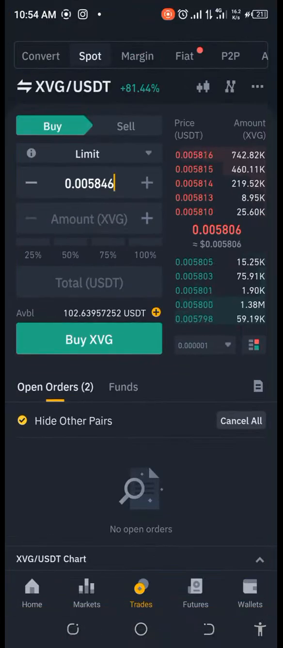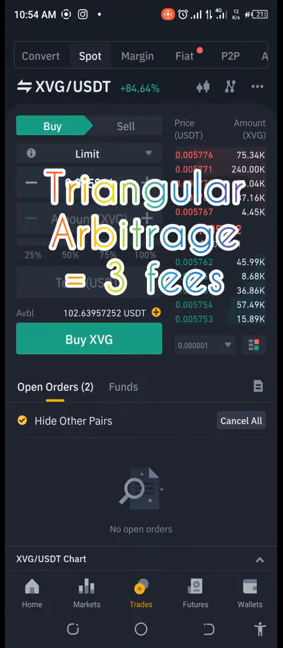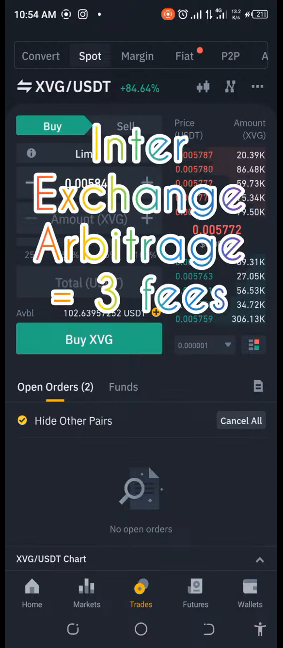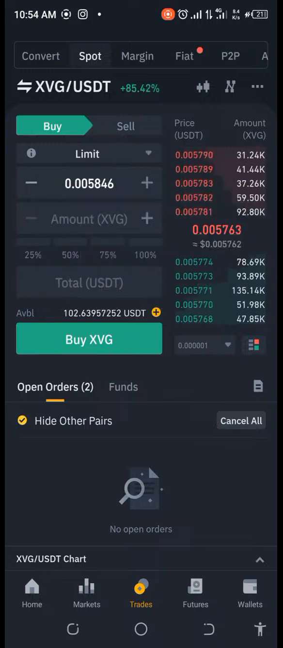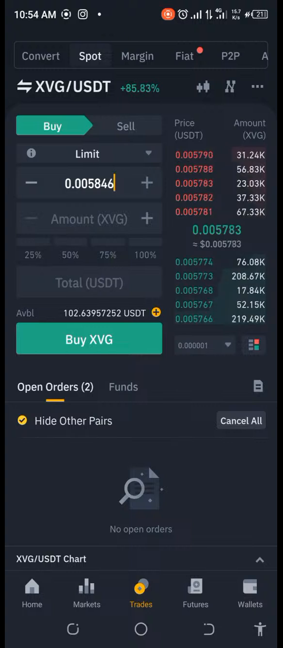And the good thing about it is that when you're doing spot trading, you only have 2 trading fees to pay. If you're doing triangular arbitrage, you've got 3 trading fees to pay. If you're doing inter-exchange arbitrage, you're going to have 2 trading fees to pay and 1 transfer fee. That means 3 different sets of fees. So just look at it: in spot trading, you have two trading fees to pay, in triangular arbitrage three, and in inter-exchange arbitrage also three. So this is much, much cheaper to execute in terms of the fees that go into it.